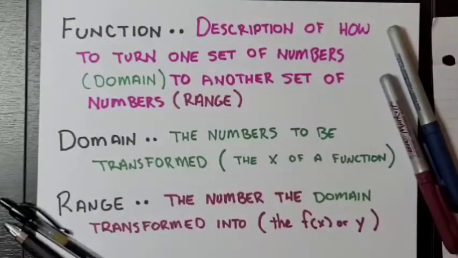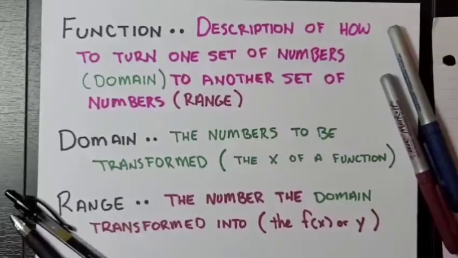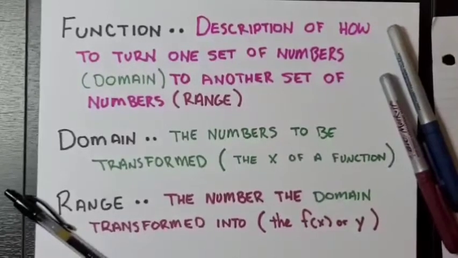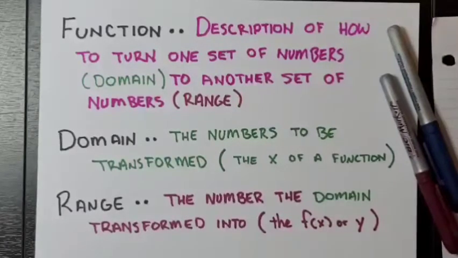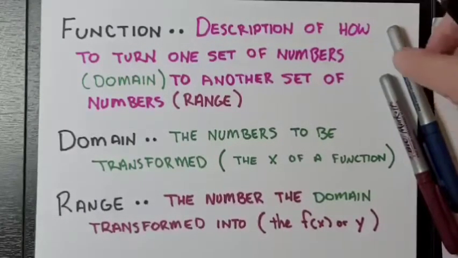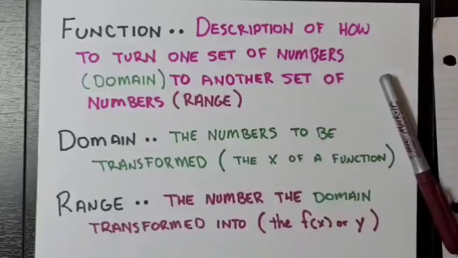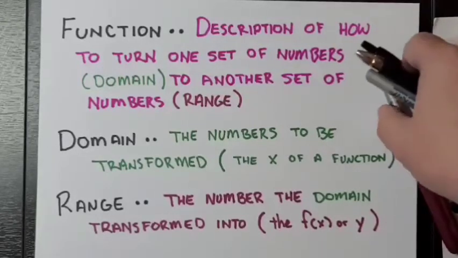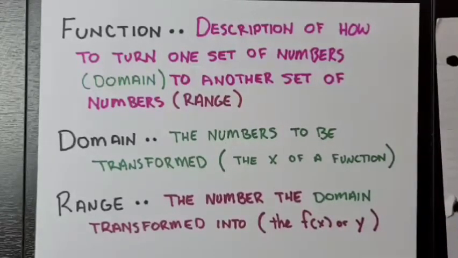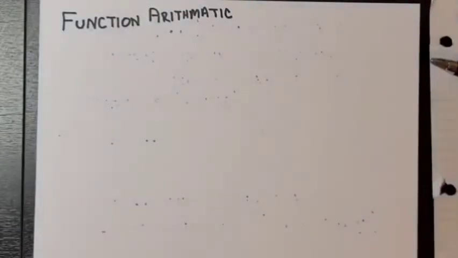Okay, let's start with a quick review. Function, the description of how to turn one set of numbers, the domain, into another set of numbers, the range. Domain is just a fancy way of saying the x, and the range is the y. So a function turns x's into y's, and so that's pretty much what we did in Algebra 2 and Algebra 1. So let's talk about some function arithmetic now.